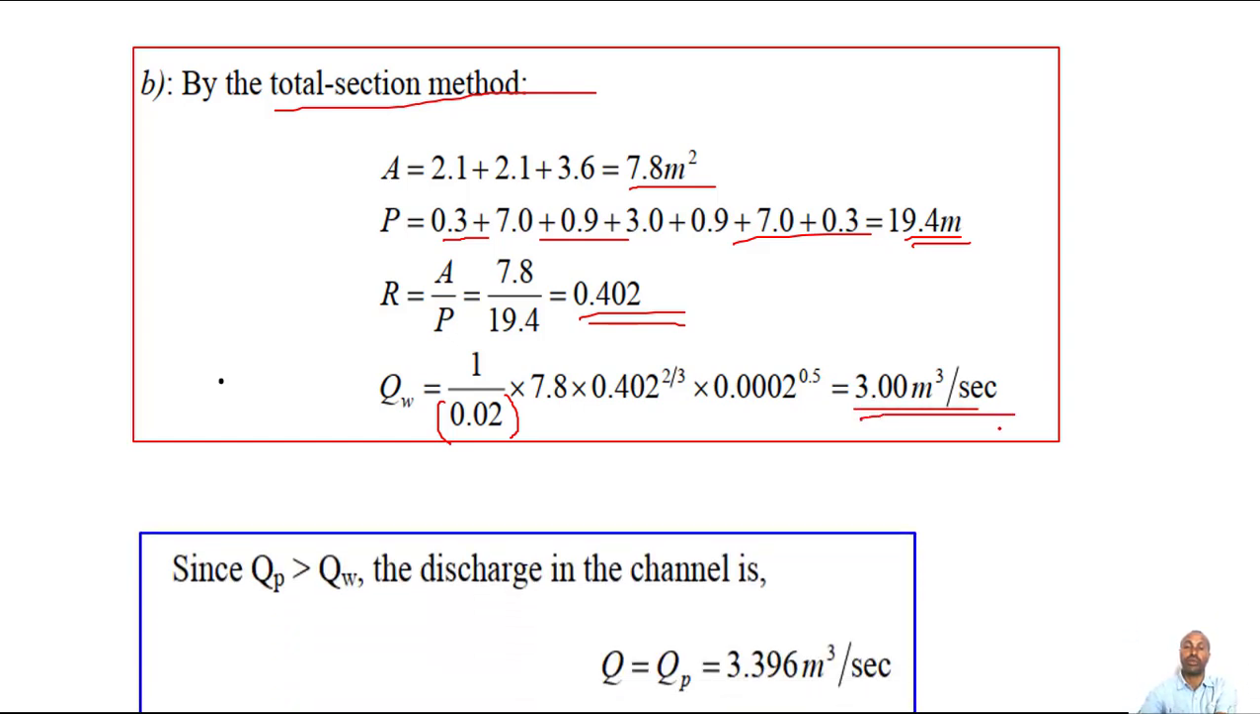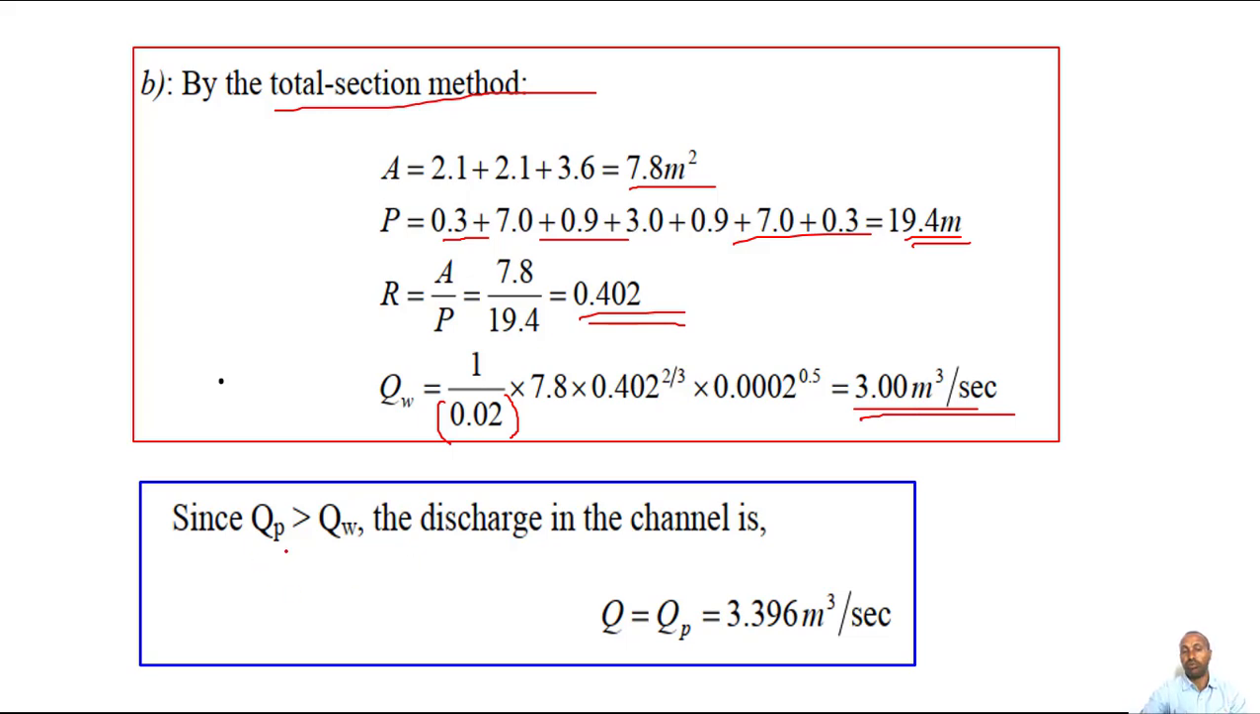So it differs from the first calculation. QP, the partial discharge, is greater than the whole section method. So why does this happen? Because we consider each roughness, each area, each weighted perimeter and hydraulic radius for each cross section. But here we just take the overall area, perimeter, R, etc. Then that's why it declines. But for that case, each roughness should be taken into account. That's why partial discharge is more than the whole section method.